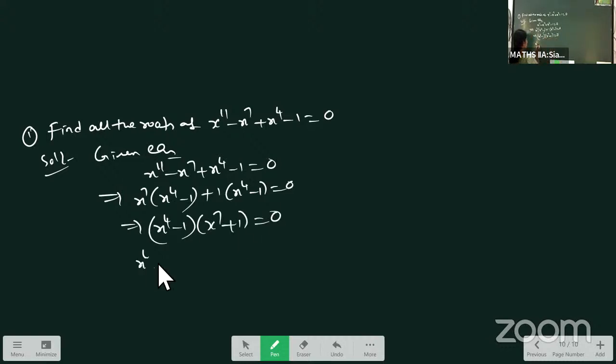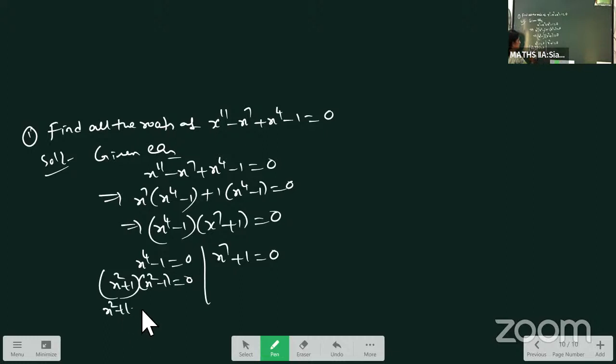It means x power 4 minus 1 equals 0 and x power 7 plus 1 equals 0. The left side is simple. Directly we can go for (x square plus 1)(x square minus 1) equals 0. So x square plus 1 equals 0, x square minus 1 equals 0. So x square equals minus 1; minus 1 we can write as i square. So x equals plus or minus i. In the same way, x square equals 1, x equals plus or minus 1.